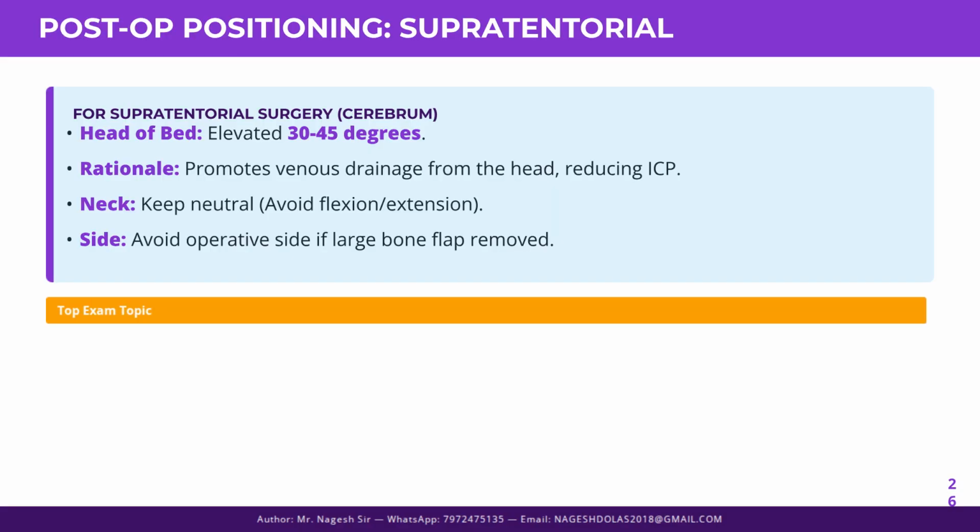For supratentorial surgery, positioning requires the head of the bed to be elevated 30 to 45 degrees to promote venous drainage and reduce ICP. The neck must be kept neutral. Avoid the operative side if a large bone flap was removed.